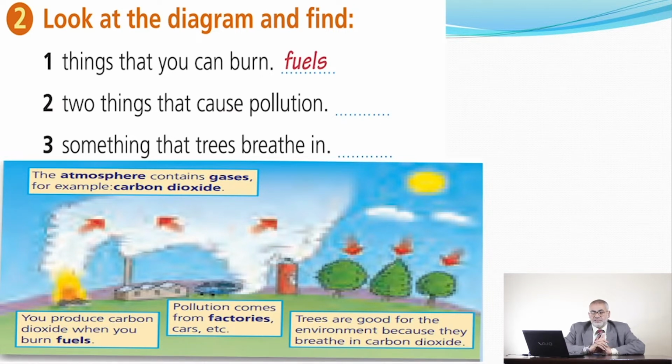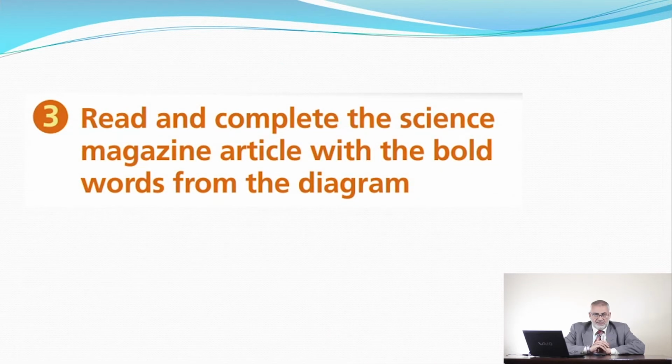These are fuels. The next, number 2, things that can cause pollution. In this diagram, we have factories and cars, مصانع, سيارات. Something that trees breathe in. Yes, carbon dioxide. Read and complete the science magazine article with bold words from the diagram. The words, الكلمات اللي شفناها in the last exercise, we are going to use them to complete the science article here, like this.